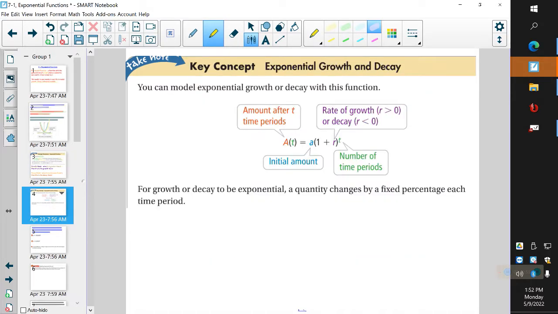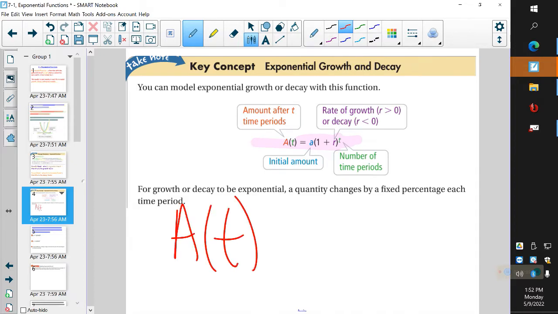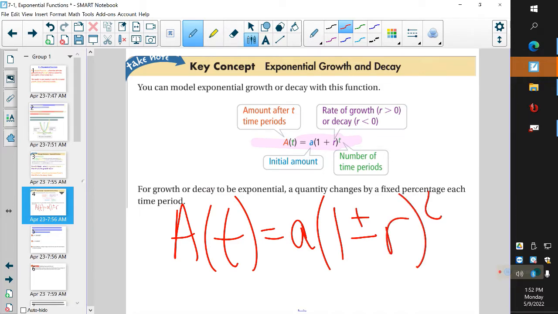Here's the formula that you have. A of t is equal to a parenthesis 1 plus r raised to the t. Now here's what I like to actually see. I like to put 1 plus or minus r. If I have the plus, that means I'm growing. If I have the minus, that means I am what? Decaying. Do we understand that?